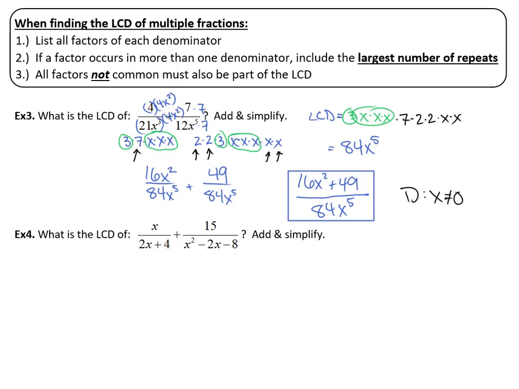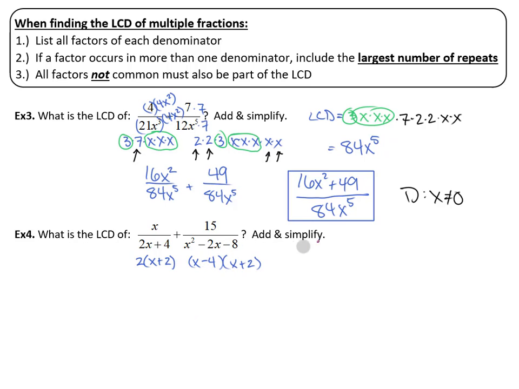Okay, here's another one, a little more complicated as far as the expressions they've given us. So let's go ahead and factor the denominators. If I take out a 2 from this first one, we're left with x plus 2. And our second one is a factorable quadratic, x minus 4 times x plus 2.